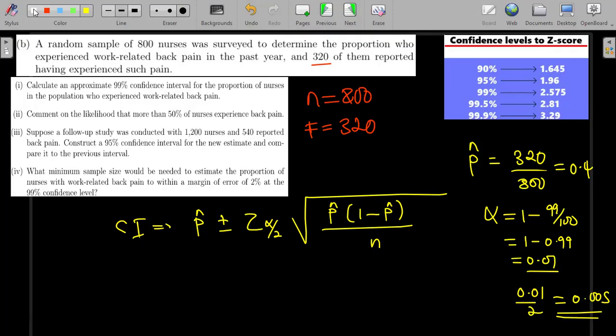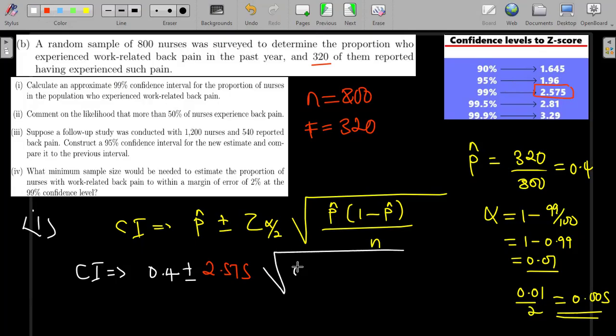Right. So now let's replace and find the confidence interval on part 1. This means the confidence interval will be equal to the proportion 0.4 plus or minus the value of this, because we are using a 99% confidence interval, it will just be 2.575. So here I'll put 2.575, and then multiplied by the square root of 0.4 times 1 minus 0.4, which is 0.6, divided by 800.